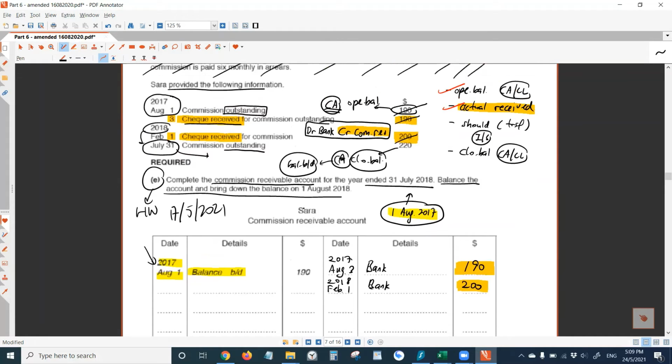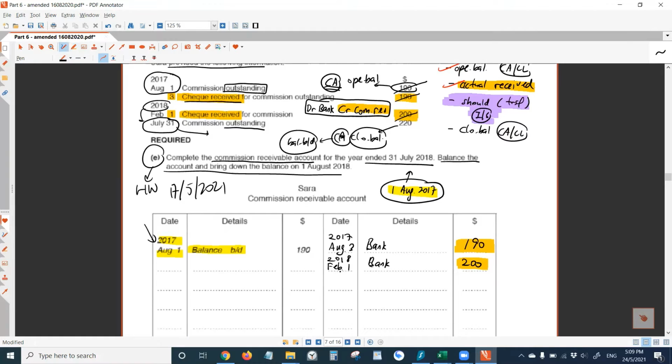So always, what is the missing figure? The missing figure is the one in purple. The income statement amount has not been given. We have to find it ourselves at the end. Okay, now let's do it.